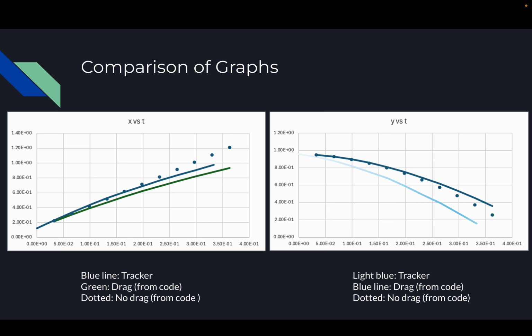Finally, here are the final graphs. On the left is the x versus time graph, and on the right is the y versus time graph. On the left graph, the solid blue line represents the Tracker data, while the green line represents the computational model with drag force, and the dotted line represents no drag. Meanwhile, on the right graph, the light blue line represents the Tracker data, while the solid blue line represents the computational model with drag force, and the dotted line represents no drag. As you can see, there is a significant deviation between the graph obtained by the Tracker software and the drag and no drag graphs obtained from the computational model.